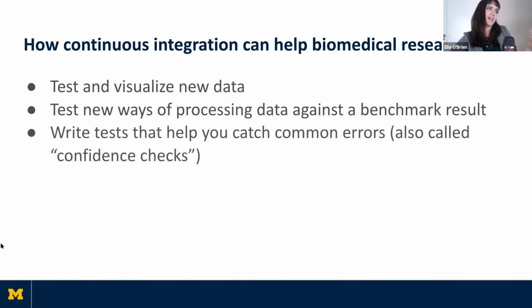It can help you write tests to catch common errors. So confidence checks. If you know that one field in your data plus another is supposed to be equal to another, or these two values should always be less than this, you can take your domain knowledge and turn that into some tests. And then, if your pipeline is running and it's coming out with something really funky, then maybe that suggests that there's either a miscalculation or your data has some questionable values in it.